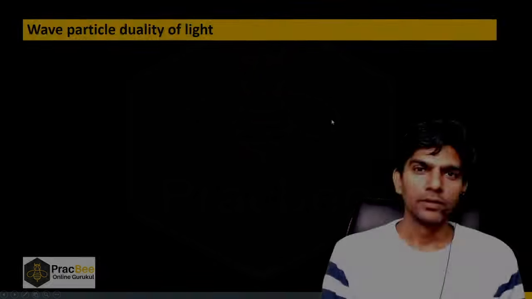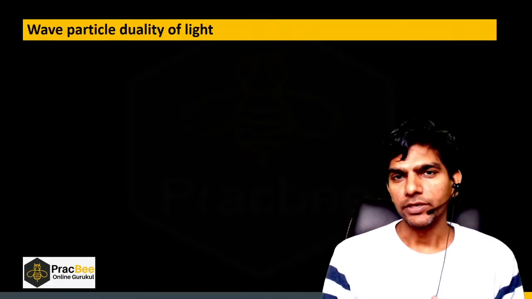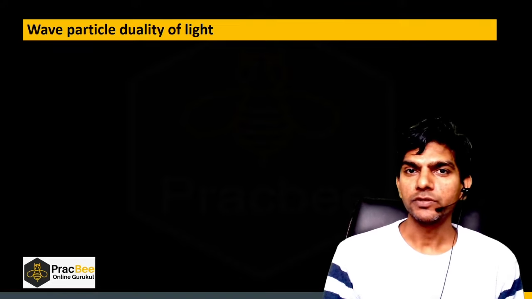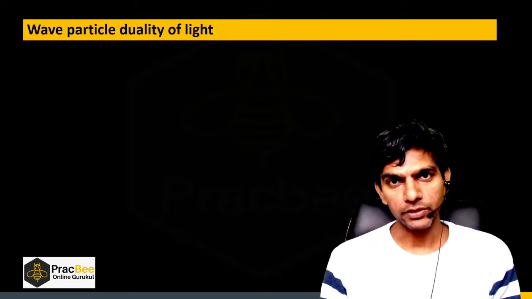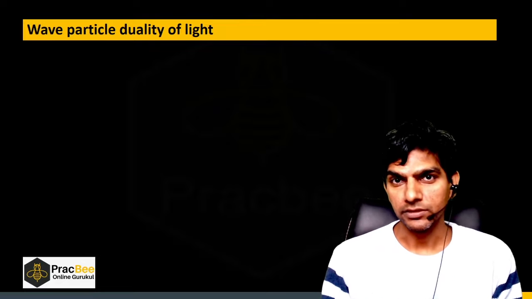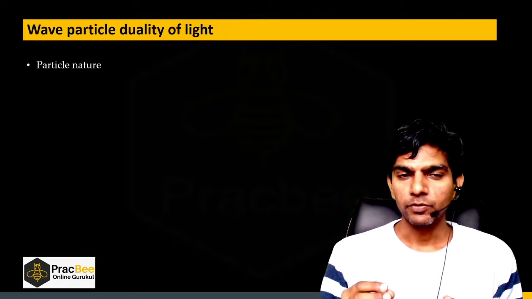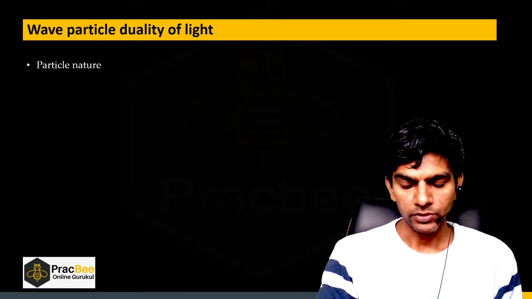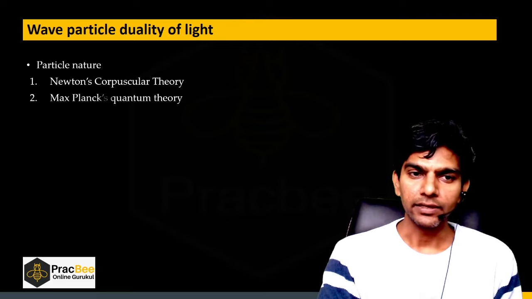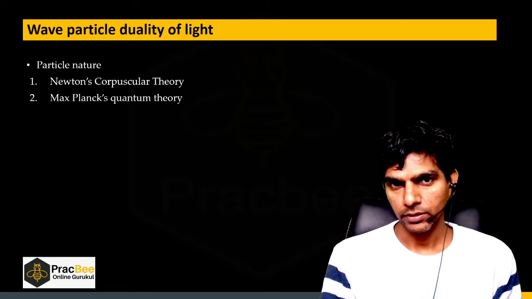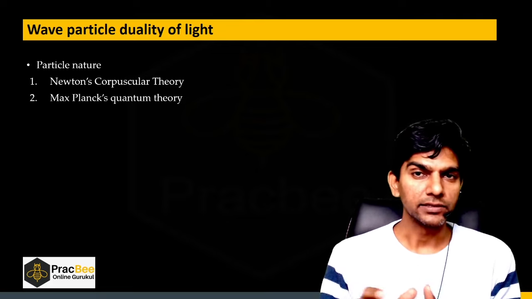So let us see, what is wave-particle duality of light? There are some theories which believe light is a particle, and there are certain theories which believe light as a wave. So we are going to discuss some of these theories. If you treat light as a particle, there are two important theories. First is Newton's corpuscular theory, and second is Maxwell's Planck's quantum theory. Both these theories treat light as a particle.